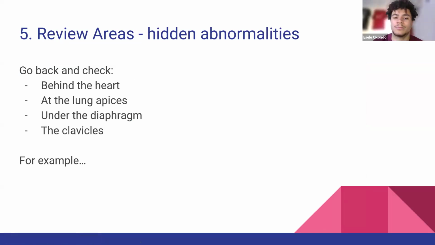Once you've reached the end of your assessment and you think you haven't found anything, then go back, check behind the heart to see if there's anything that you can see in this region, check at the apices of the lung, whether there's a small pneumothorax or something like that, check under the diaphragm, and also check the clavicles if there's any breaks, anything abnormal that you can see.